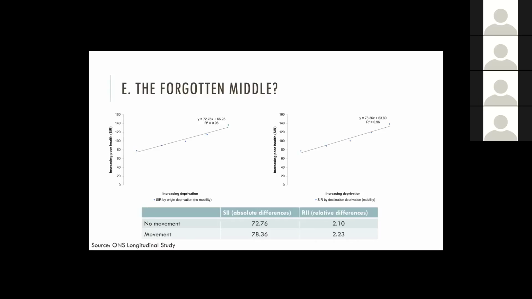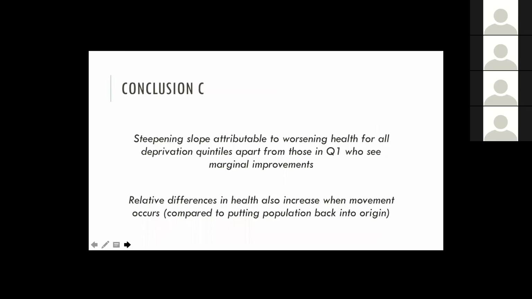So it's not just movement at the extremes. When we account for movement across the whole deprivation spectrum, you're seeing that selective sorting through residential mobility or migration is playing a role. The steepening slope seems to be attributable to worsening health for all deprivation quintiles apart from those in quintile 1. So people in quintile 1 see marginal improvements to their health, whereas the steeper slope everywhere else is because the health of those people got poorer, or the health of that area got poorer, when the movement had occurred.